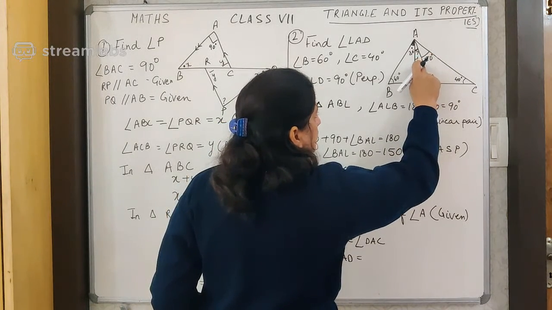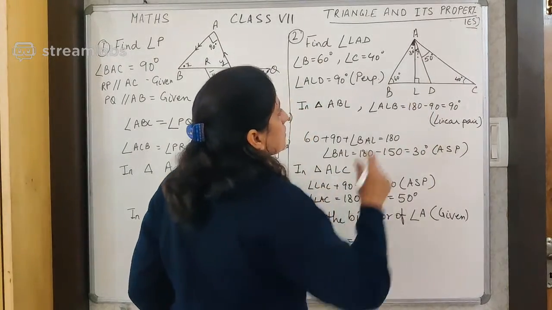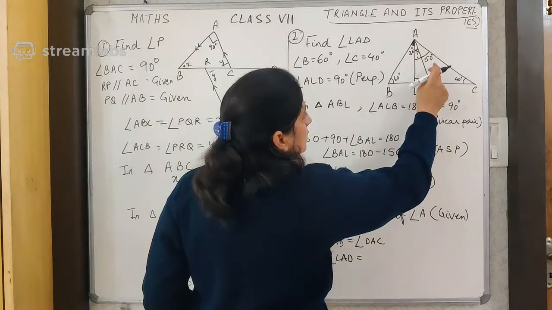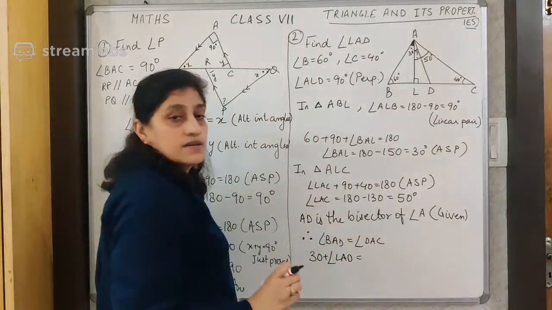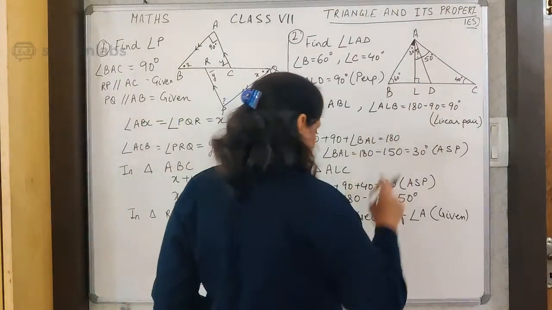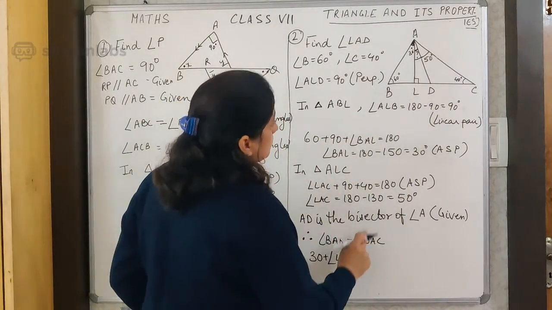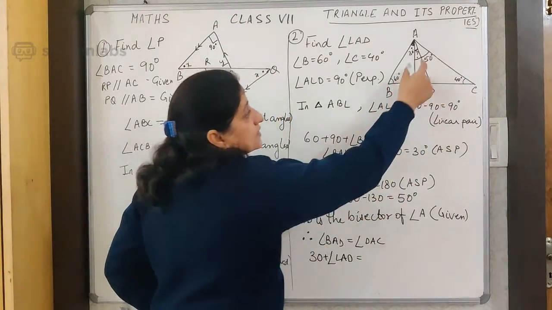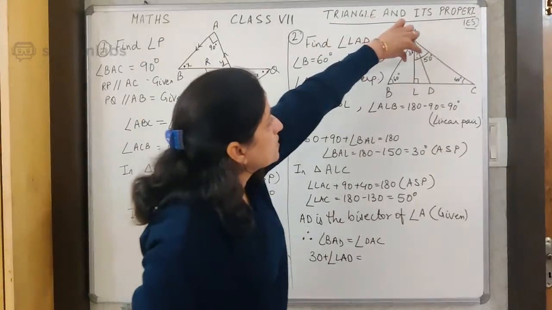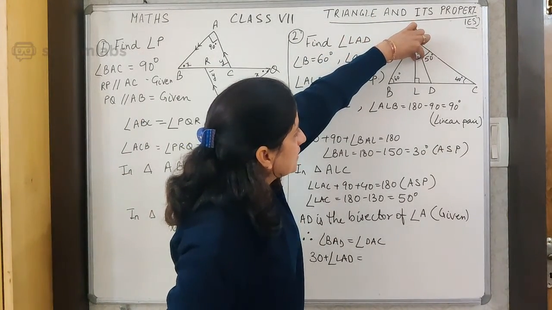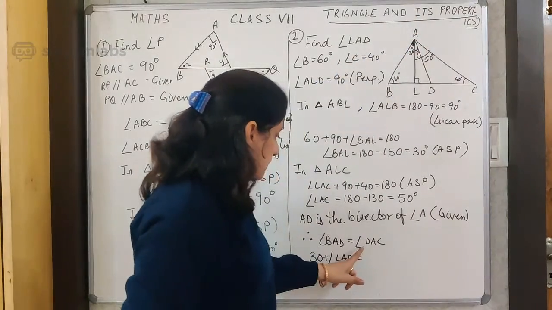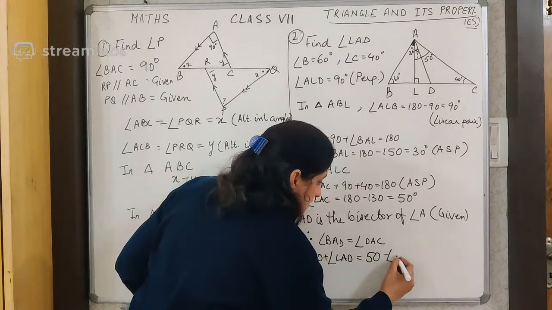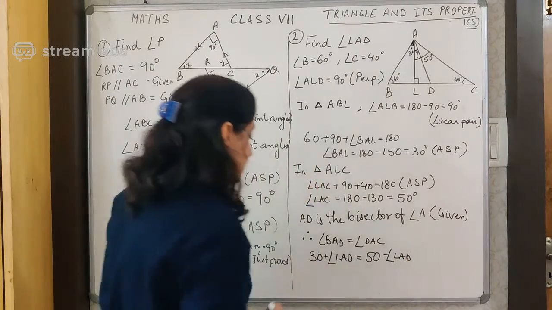Sorry, this whole thing is not 50. This whole thing is 50, right? So what will be angle LAD? Now we have to find this angle. BAD is equal to DAC. DAC will be 50 minus LAD. Look here. If from this 50 I will reduce this LAD, I will get this angle DAC. So this will be equal to 50 minus angle LAD.